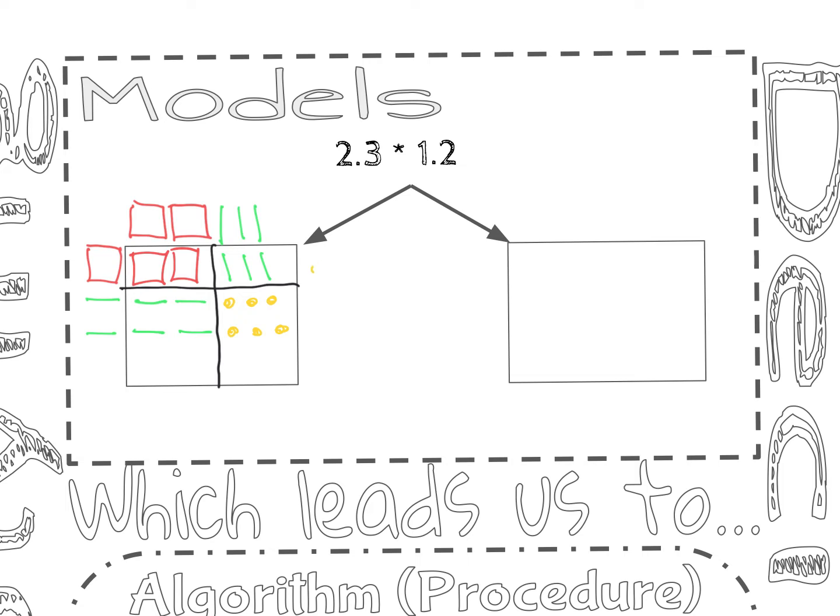And then I can just add all of my values together. So here I have a value of 2 for the red pieces. For our green, we have a total of 7/10. And for our yellow, we have a value of 6/100. So if I add those all together, we end up with a final amount of 2 76/100.